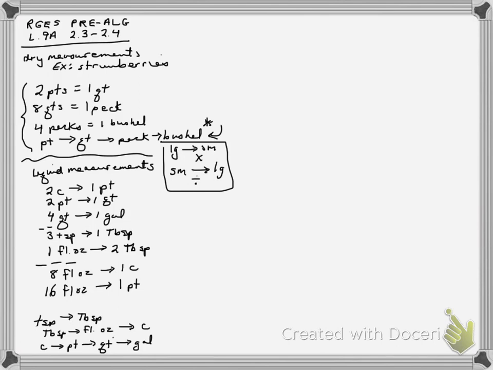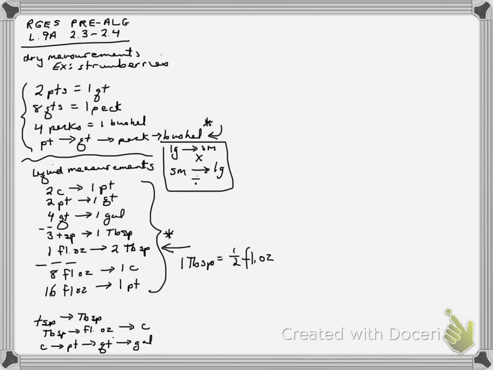Okay, moving down then to the liquid measurements. I have the same ones. I've written out the conversion factors that you need to memorize. The only change I made here is this one right here. It did say 1 tablespoon equals 1/2 fluid ounces. I'm not sure that's the easiest measurement to memorize.